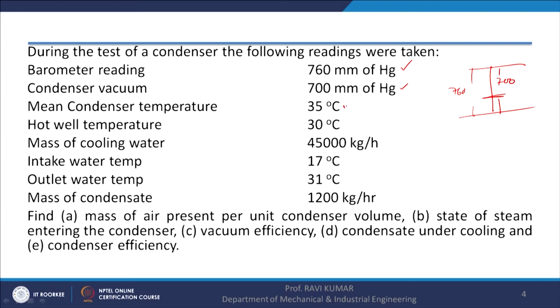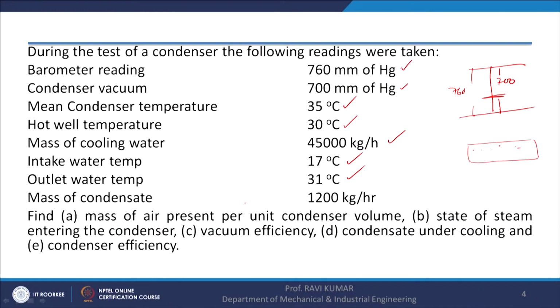Mean condenser temperature 35 degrees centigrade. Why it is mean condenser temperature, because inside the condenser the temperature changes and it depends upon the presence of air in different parts of the condenser. Hot well temperature 30 degrees centigrade, mass of cooling water 45,000 kg per hour, intake water temperature 17, this is cooling water which is used for the condensers. Mass of condensate is this much of steam getting condensed. Mass of air present per unit condenser volume.